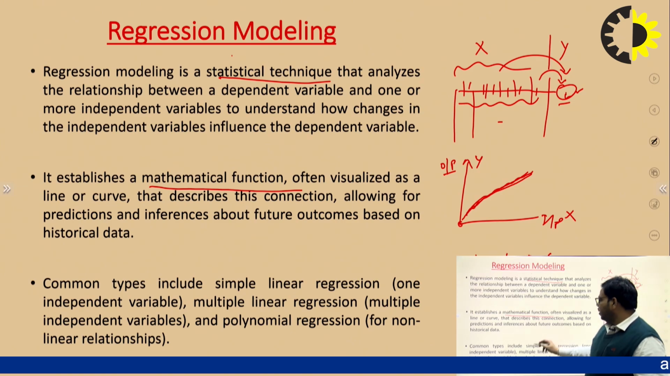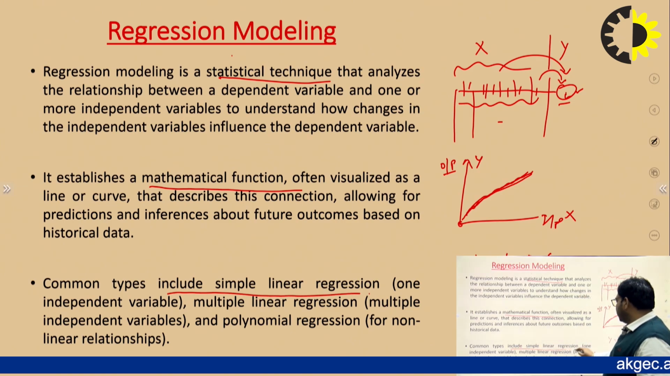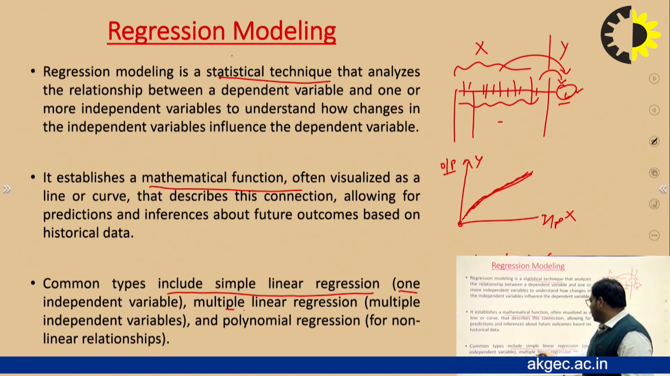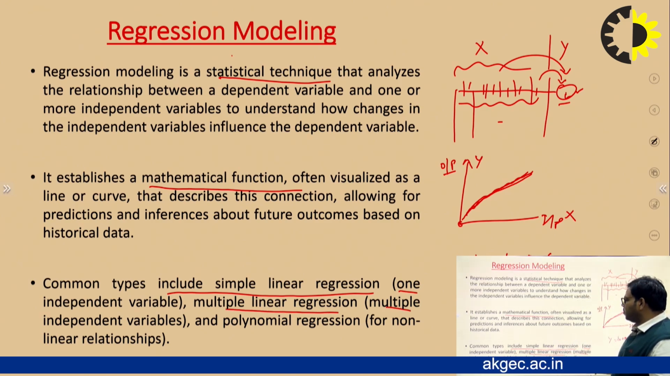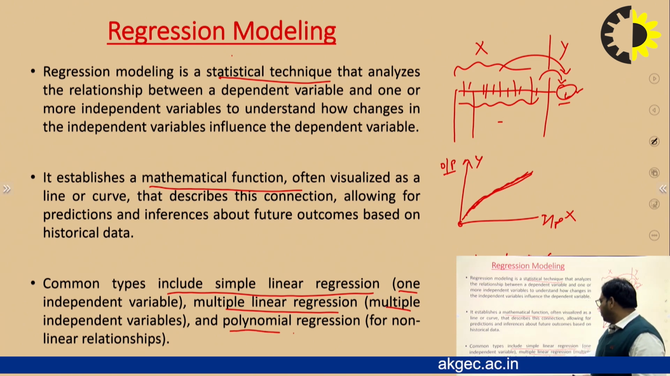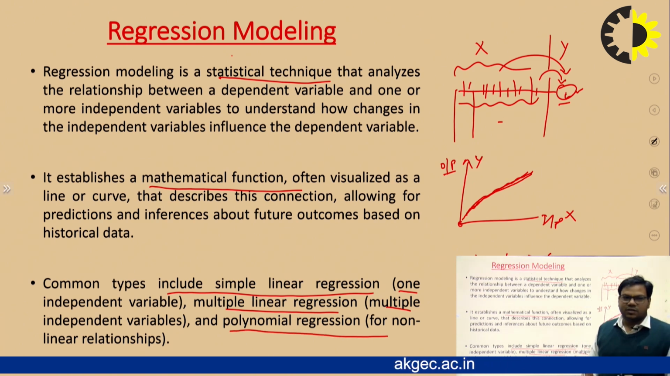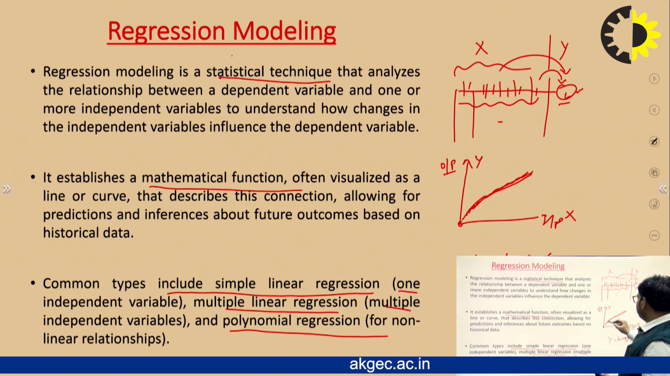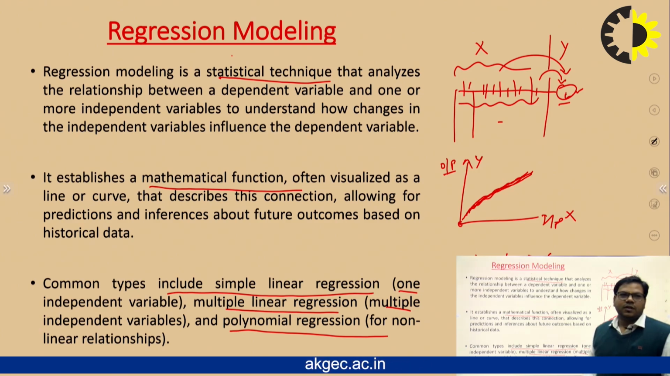Common types include simple linear regression, where we have one independent variable, multiple linear regression, where we have multiple independent variables, and polynomial regression for non-linear relationships. As I said, it depends on the characteristics of this curve.